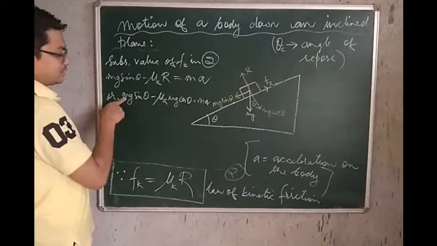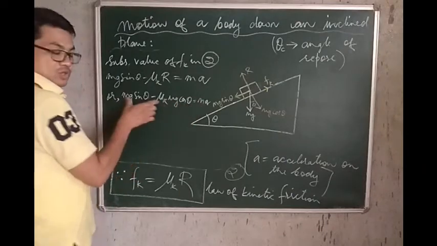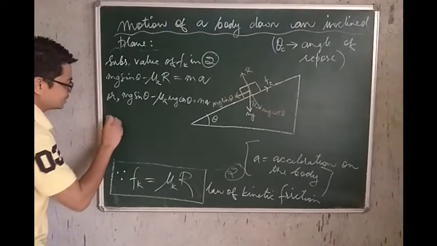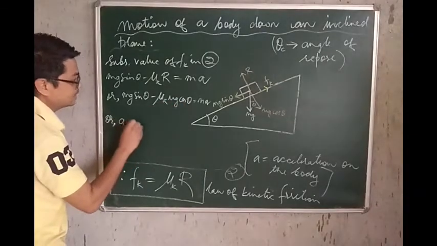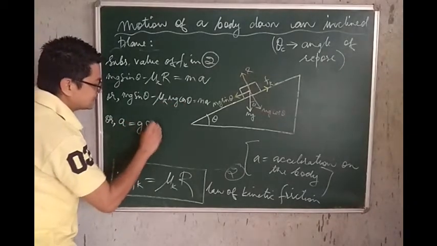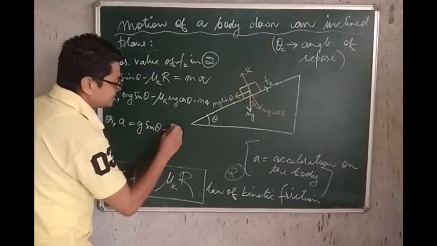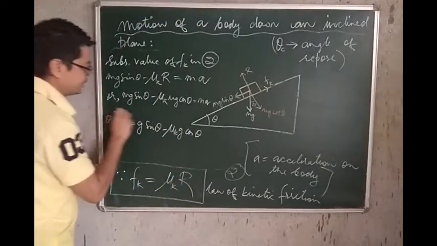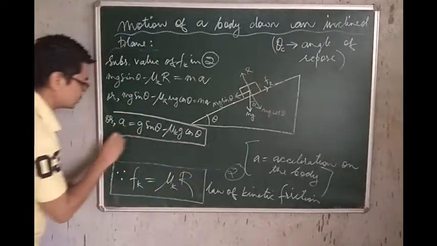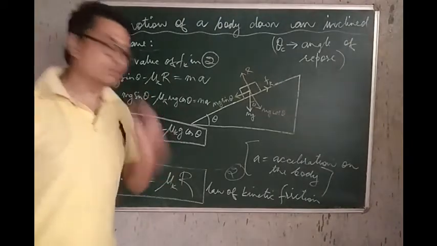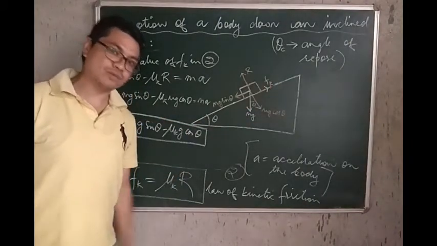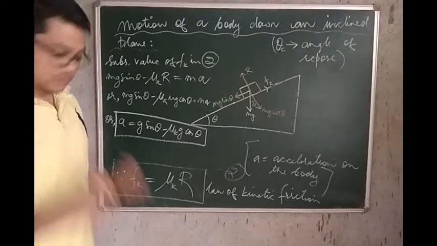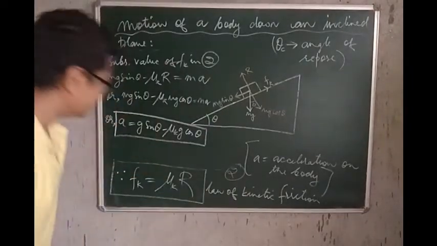Alright, so of course we can take out m common on the left hand side, and the m on the left hand side and the m on the right hand side cancel each other out. So we get a is equal to g sine theta minus mu k g cos theta. So this is the value of the acceleration with which the body slides down the inclined plane. Alright? Okay, now we can do one special case.